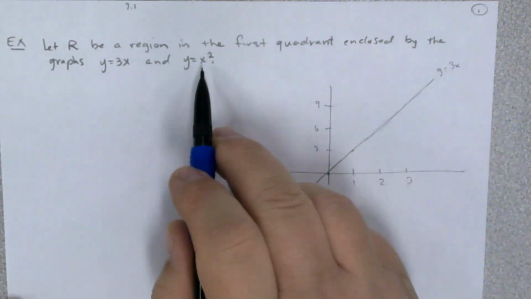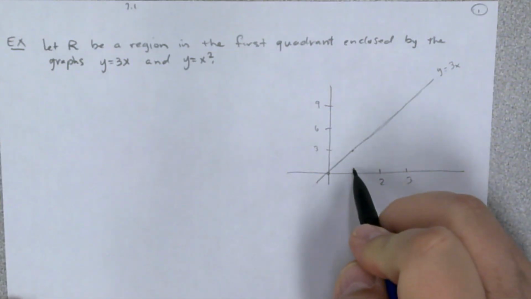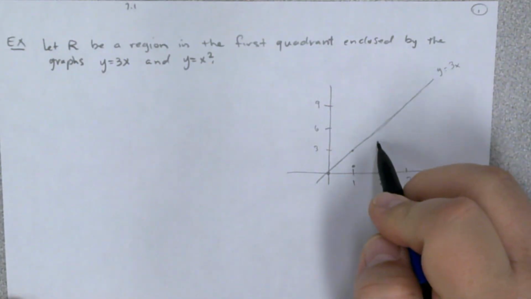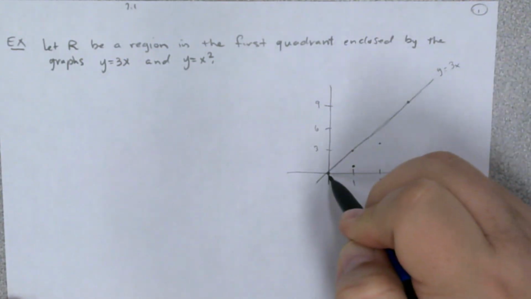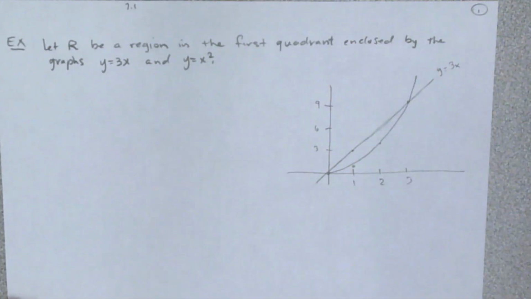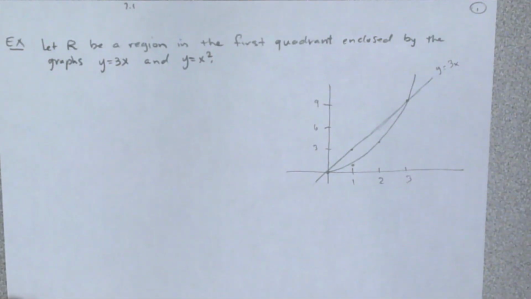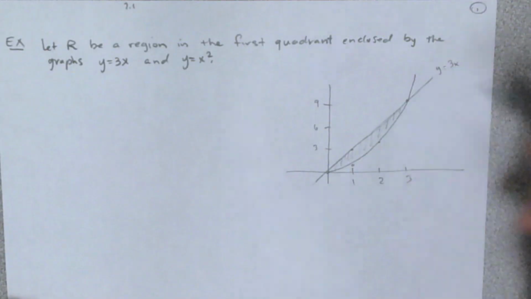If I graph the squared one, it also starts at 0, 0. 1 goes to 1. 2 goes to 4. And 3 goes to 9. And so I have this curve right here. So where is the region between these two curves? That's this region right here. Okay, so draw your curve.